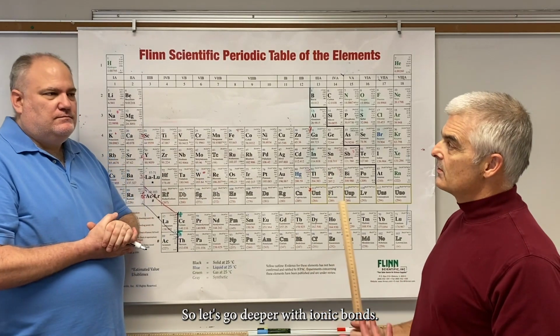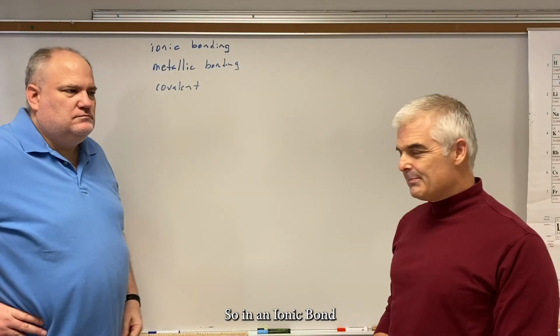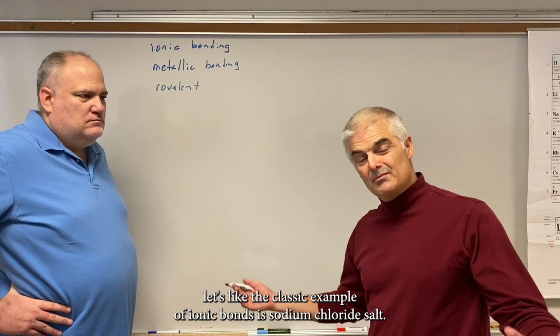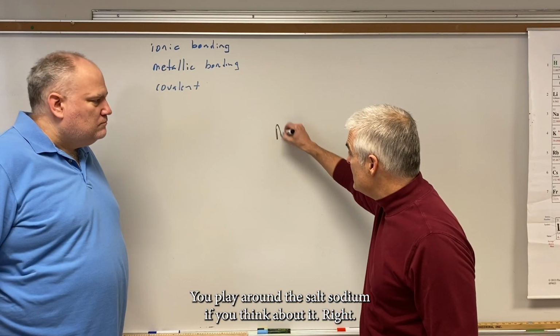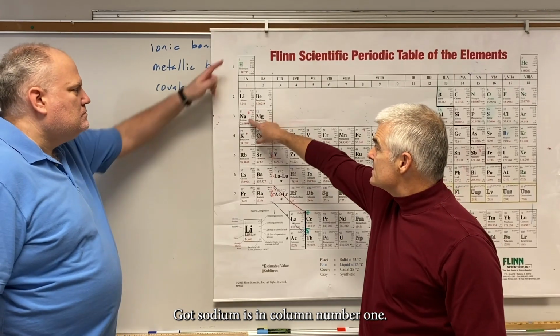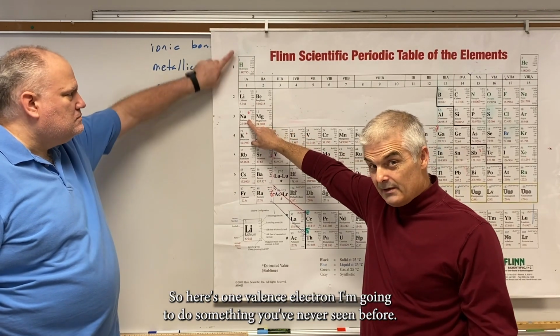All right, so let's go deeper with ionic bonds. The classic example of an ionic bond is sodium chloride, salt. You've played around with salt. Sodium, if you think about it, right? Let's go back to our table, guys. Sodium is in column number 1, so it has one valence electron.